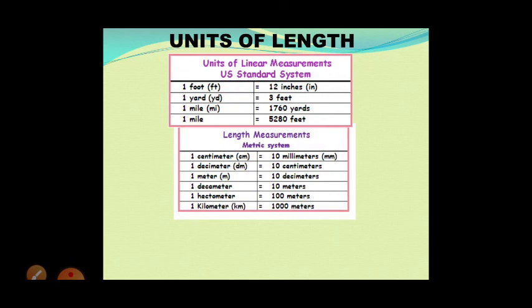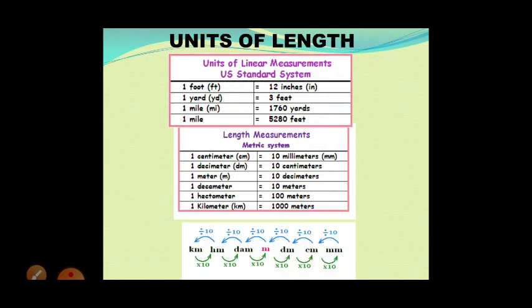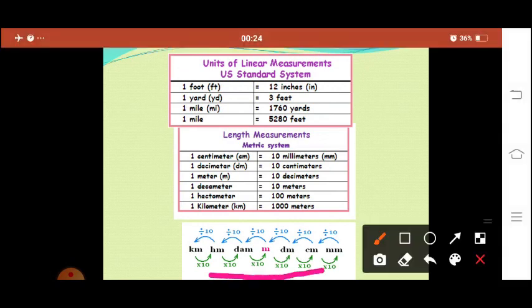So you should always remember this chart: kilometer, hectometer, decameter, meter, decimeter, centimeter, millimeter. When we go from kilometer to hectometer, hectometer to the next, this way, it will always increase by 10. So for one step, we multiply by 10. That's why kilometer to meter, when we go, we multiply: 1, 2, 3, so 3 steps means we have to multiply by 1000. When we come from meter to kilometer, that time we divide by 1000.